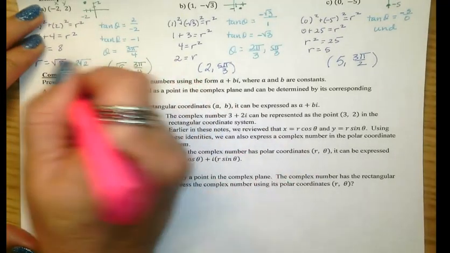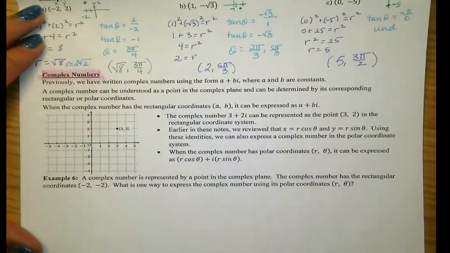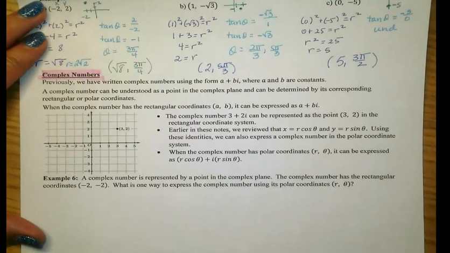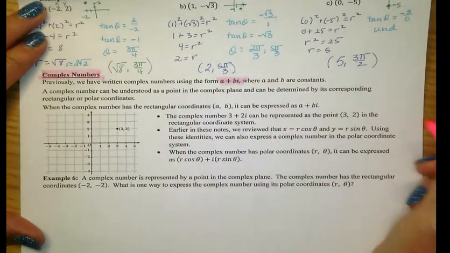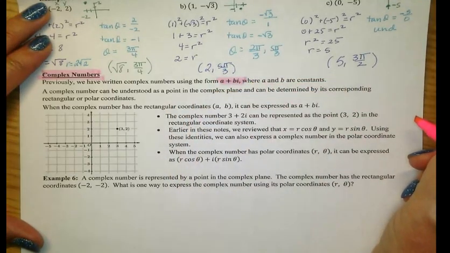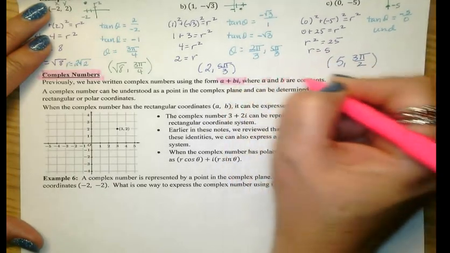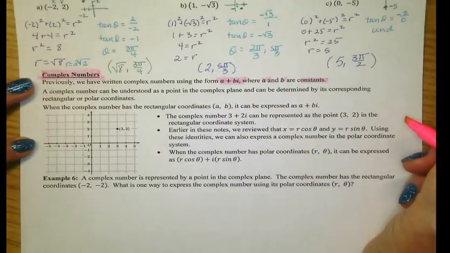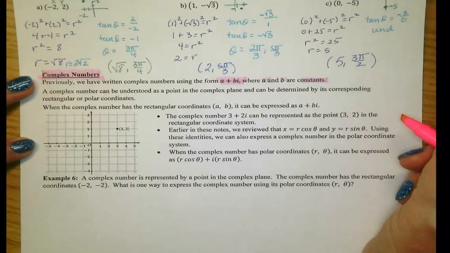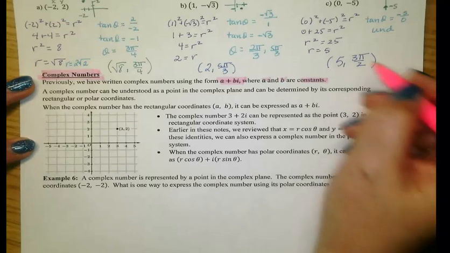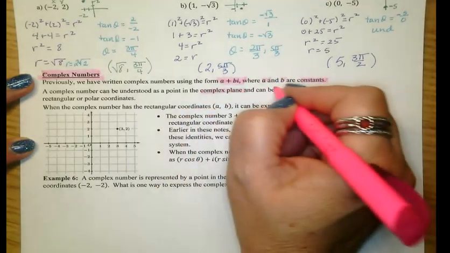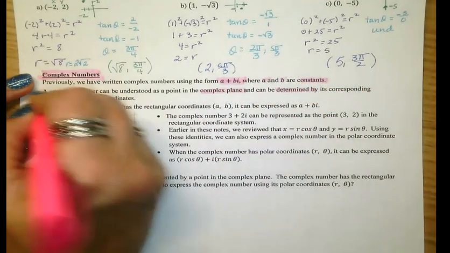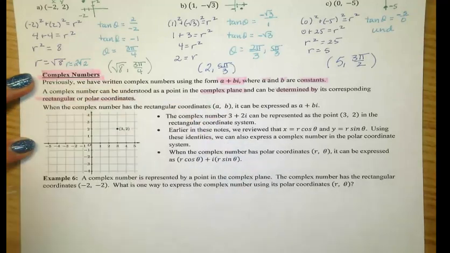All right, so the last thing we're going to talk about is complex numbers. So imaginary numbers didn't go away. Previously, we have written complex numbers using complex form, which is a plus bi, where a and b are constants. A complex number can be understood as a point in the complex plane that can be determined by its corresponding rectangular or polar coordinates.